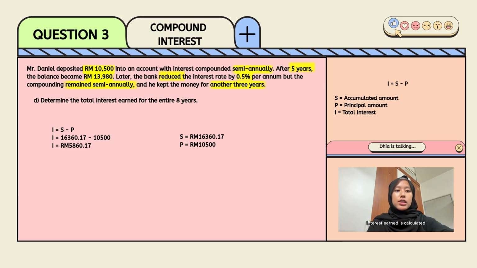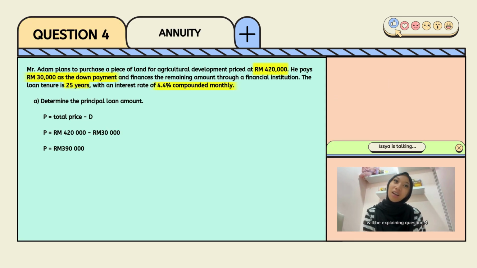So the last part, we're going to find the total interest earned for 8 years. Finally, the total interest earned is calculated by subtracting the original principal from the final amount. The formula we use is I equals S minus P. So 16,360.17 minus 10,500. Therefore, the total interest earned for the entire 8 years is 5,860.17.